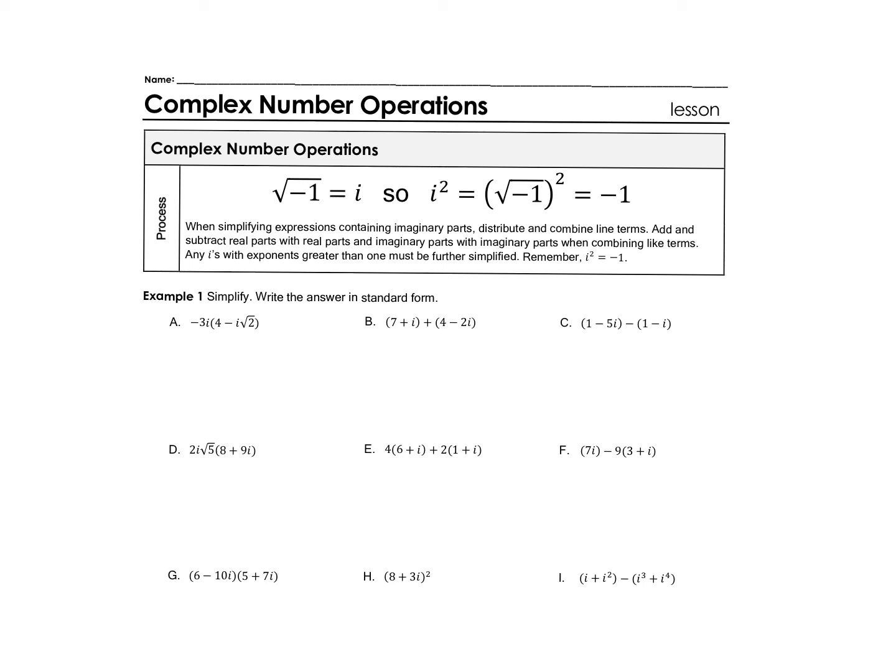Okay, so now we're going to be looking at complex number operations. So we talked about a complex number the other day. It's a real part and an imaginary part. So the standard form is a plus bi, where i is your imaginary part and a is your real part.